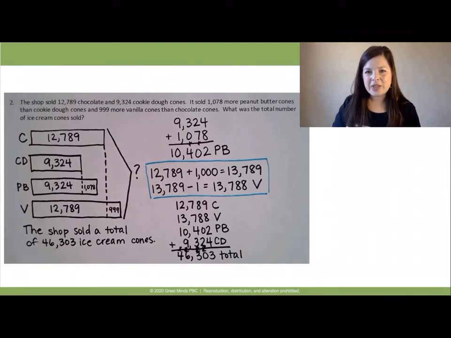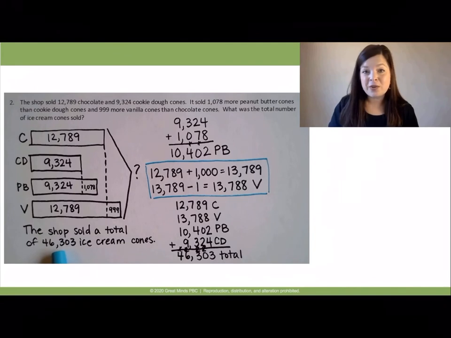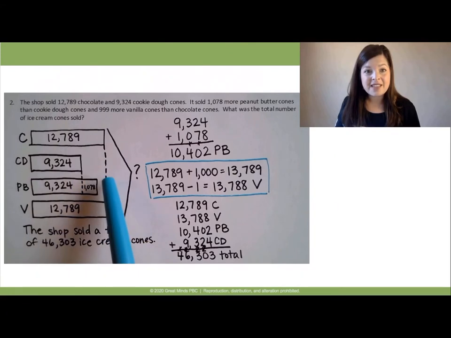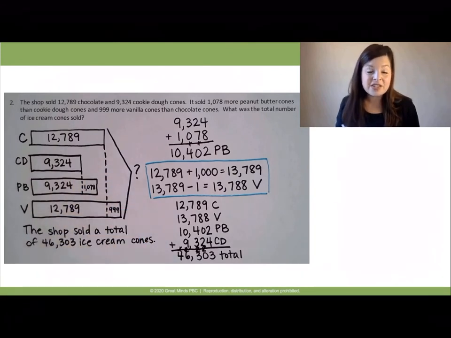Now, how do we know that our answer of 46,303 ice cream cones is reasonable? There are several different ways you may have thought about knowing if your answer is reasonable or not. For example, you may have just rounded each of the numbers of cones and then added those estimations together to determine if your answer was reasonable.